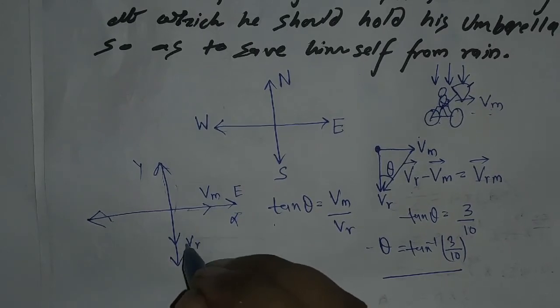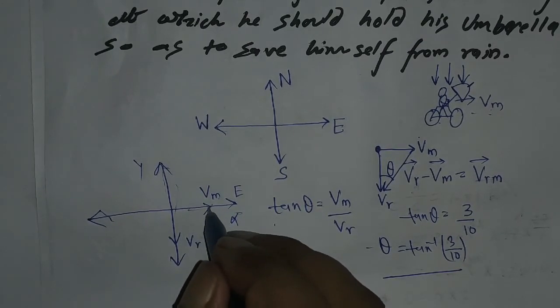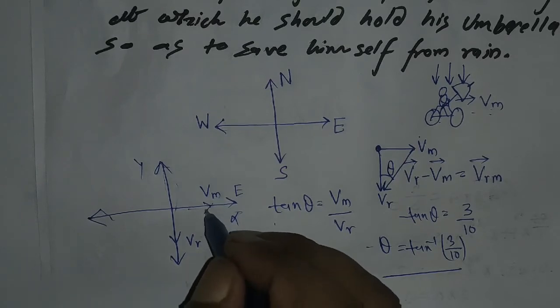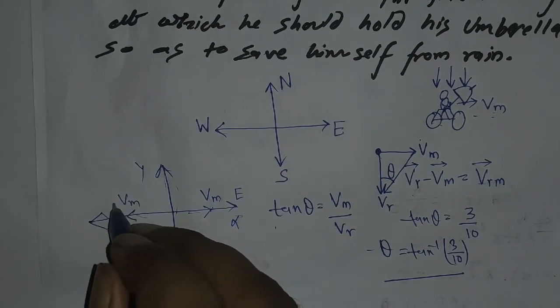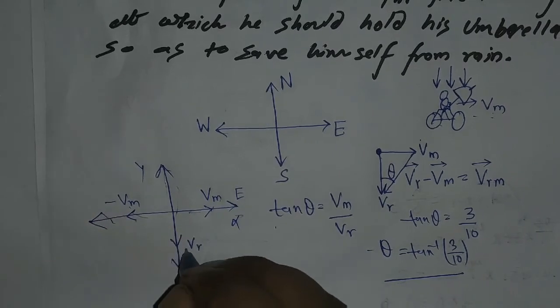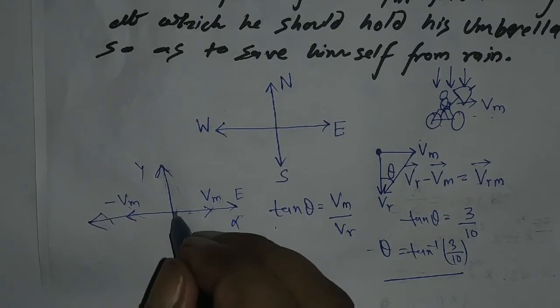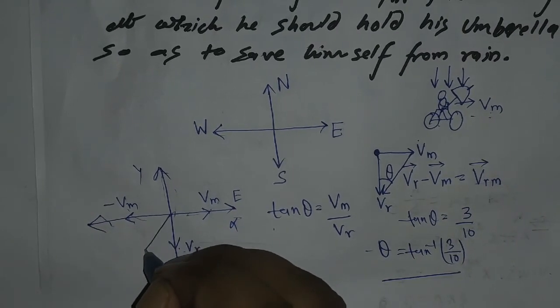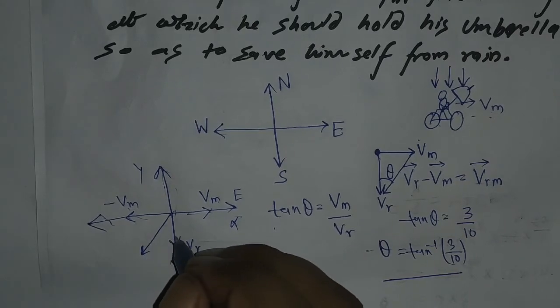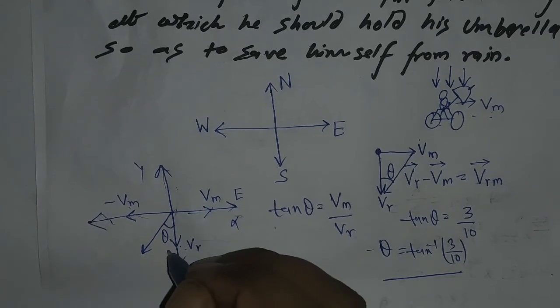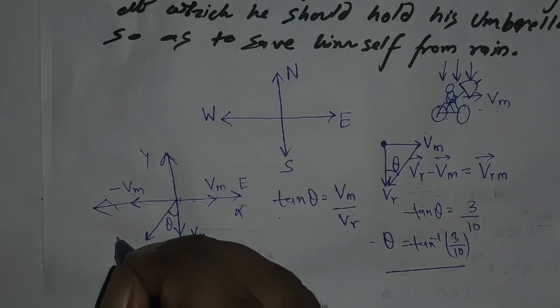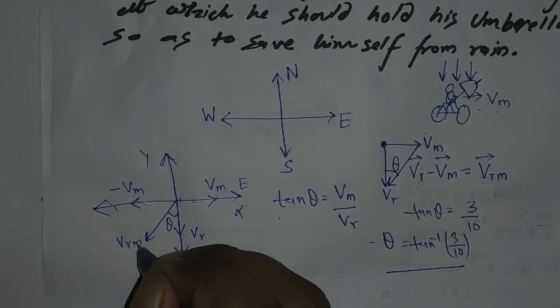So getting the difference of these two vectors, what will we have to do? We will have to just make it opposite, Vm. So it will be minus Vm. So these are the two vectors. What will be the resultant? So the resultant will be this, according to the parallelogram law of vector addition. So students, this angle we will have to tell. For telling this, suppose this is Vrm.